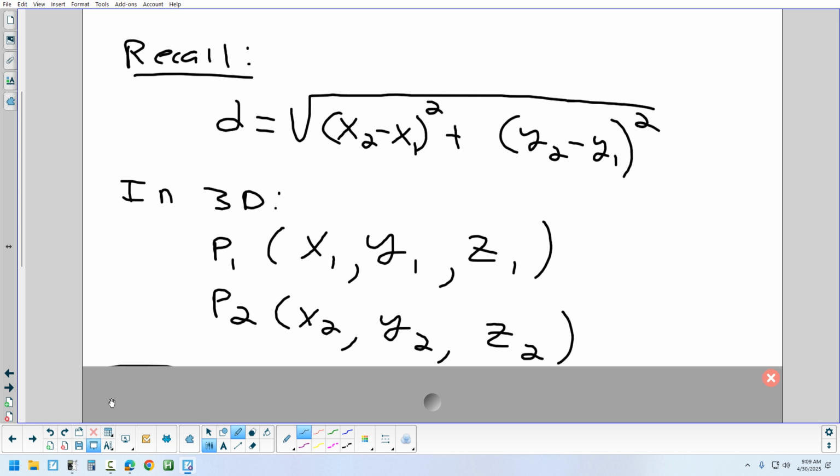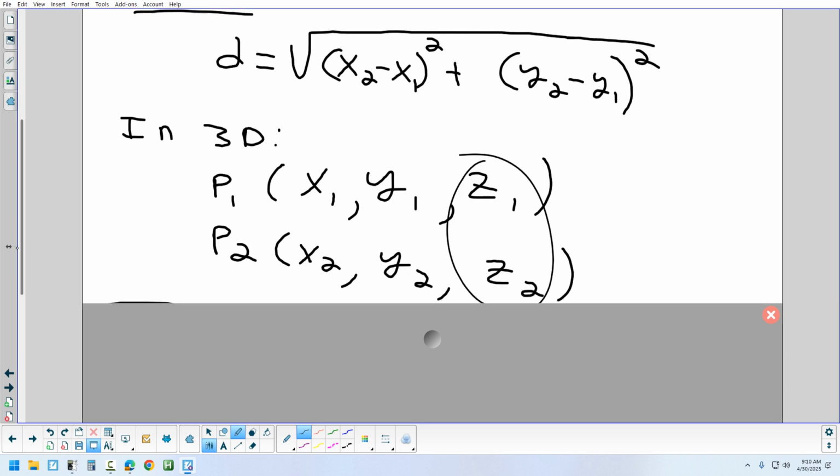Essentially, you can think of 2D as this part always being zeros. That's basically what we've been doing up until now. We haven't had the z component. Right? It's always been a 0. Now, the z component will not be a 0.